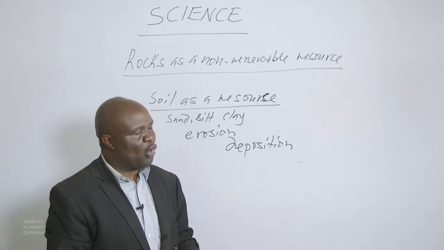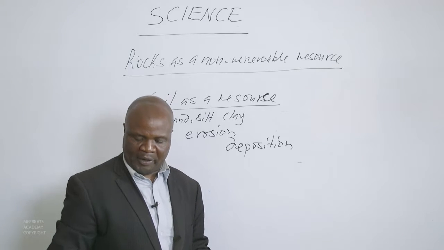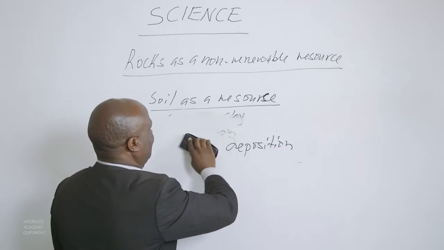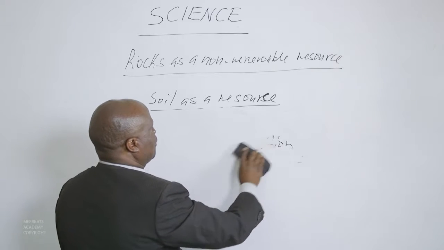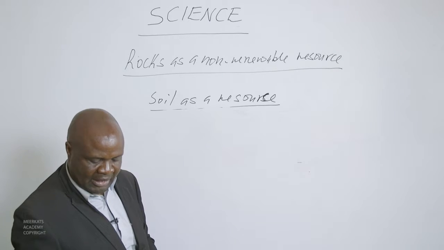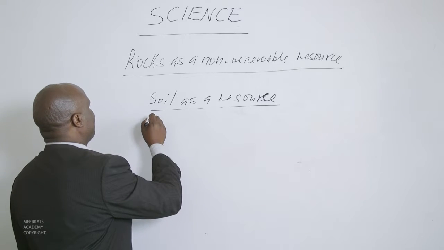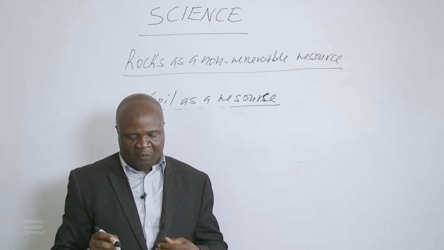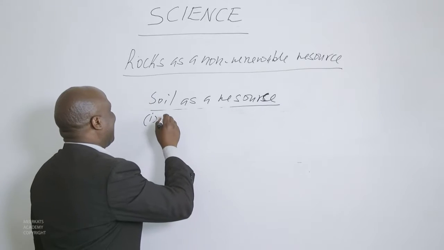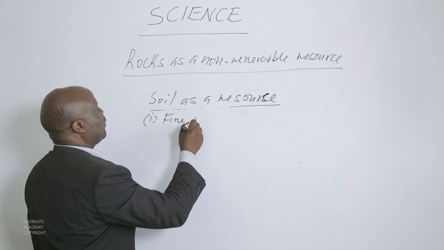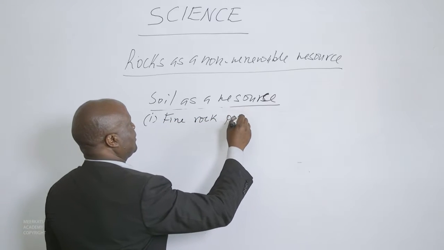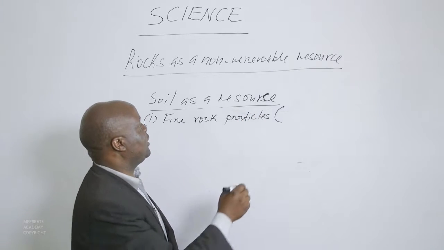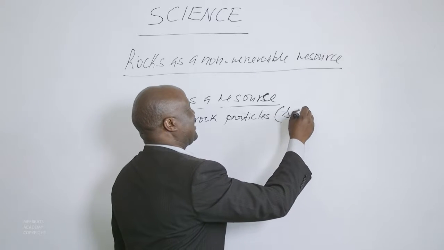What is soil composed of? We want to know the components of soil. Soil is made up of close to 5 components. We can start with component number 1, which is fine rock particles. We can also call them sediments.